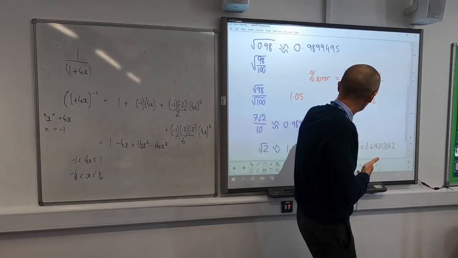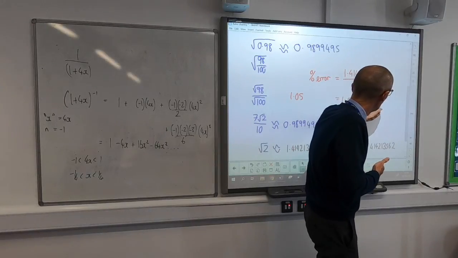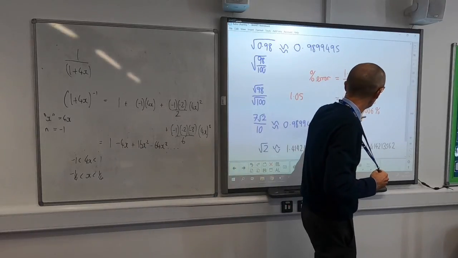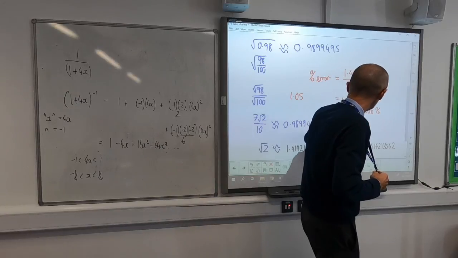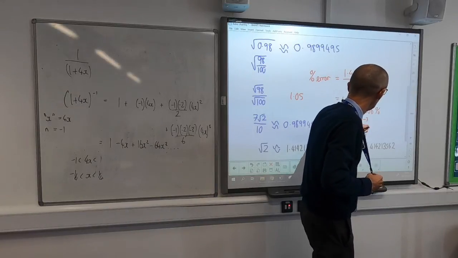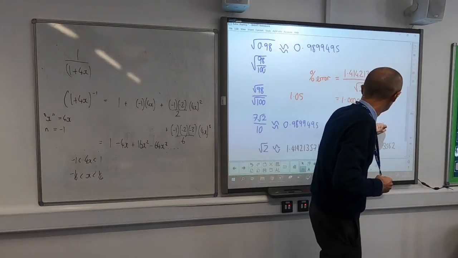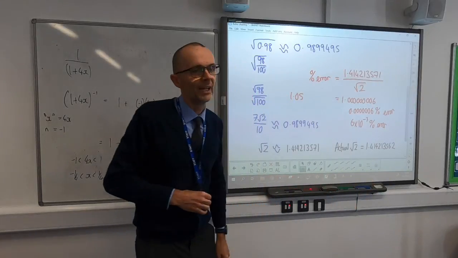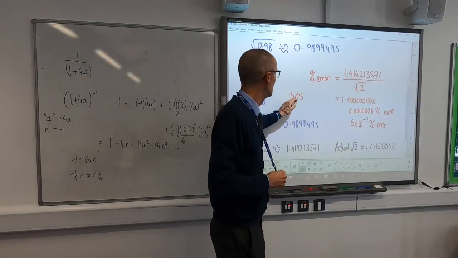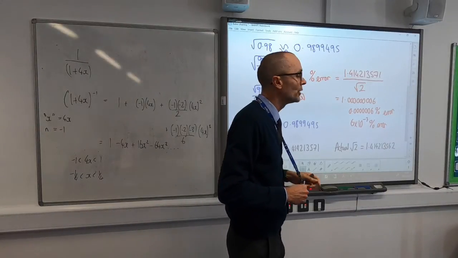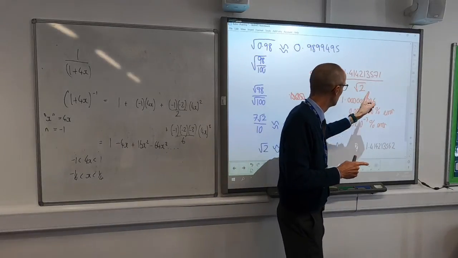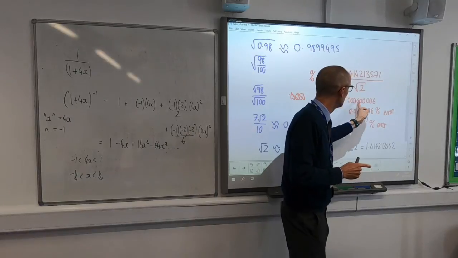0.00006% out. That's not bad, is it? That is 1, 2, 3, 4, 5, 6. So that's 6 times 10 to the minus 7% error. It's not bad. So the alternative would have been to work out the difference, so that would be that minus root 2 on top over root 2, which would have given you that straight away.